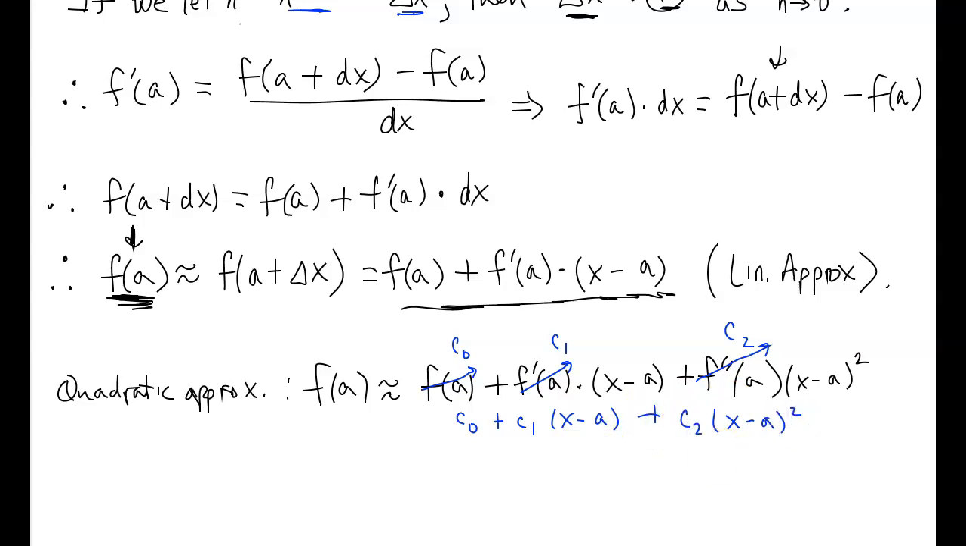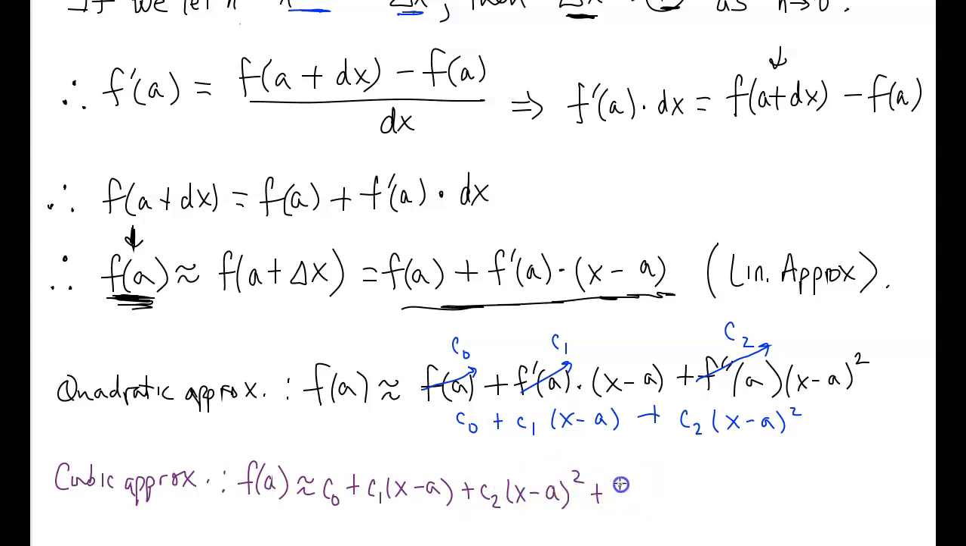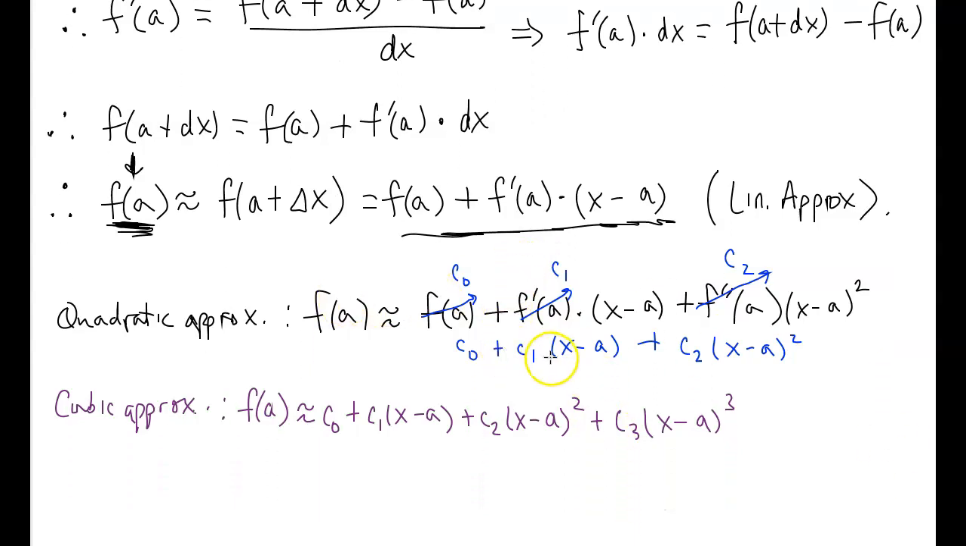Okay. Now, if I wanted a cubic approximation, then of course I would add another term to this, right? So my f of a now, in general, will look like c sub 0 plus c sub 1 times x minus a plus c sub 2 times x minus a squared plus c sub 3 times x minus a cubed. Okay. And of course, if I went on and I wanted to do a quartic approximation, I would add another term to that.